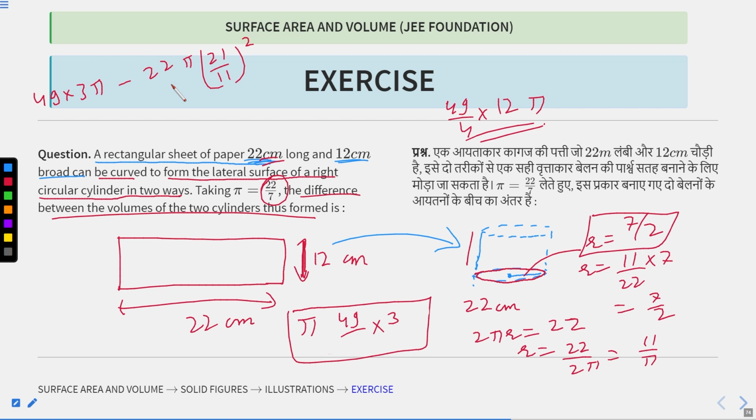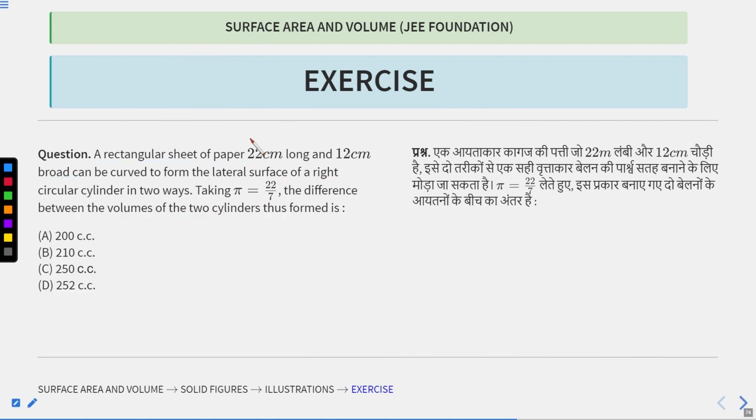So now taking the values common, I am taking pi common. So pi is common. Now 49 times 3 minus 22 times 21 times 21 divided by 11 times 11. I see that this 11 will cut this 2 times. So this is now 2. And here I am remaining with this. Now just solve it and you will get your answer as 10. So the option B for this case is correct.